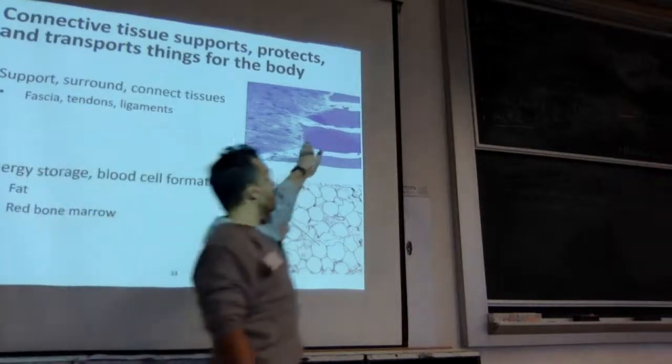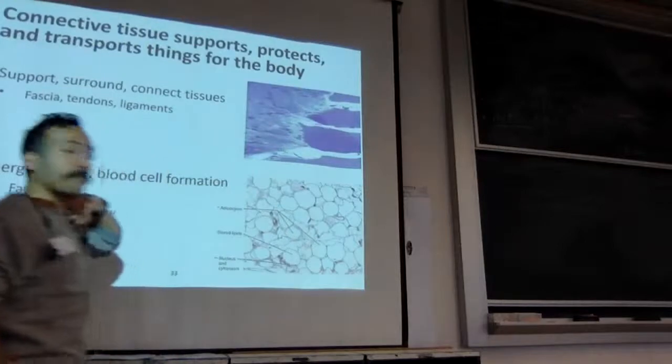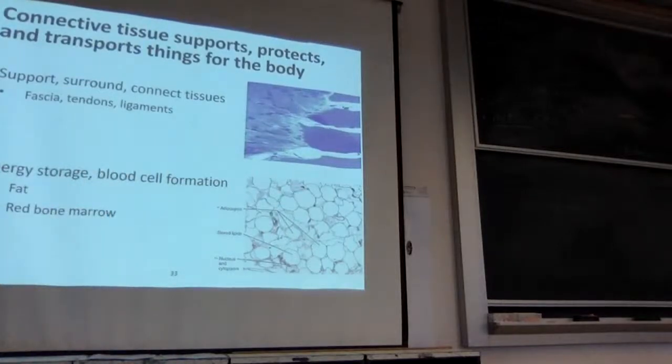Shown here, this is muscle. This is a tendon, so this would connect to a bone somewhere. Can you see what fascia is again? Fascia, what is fascia? Think of it like an encasing membrane that either covers and protects muscle or other organs.